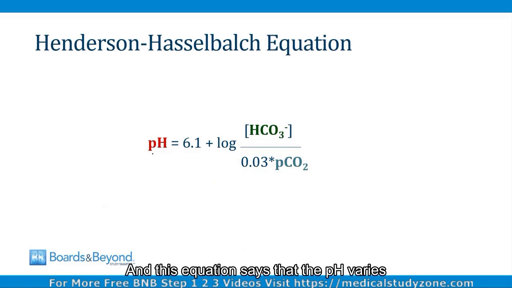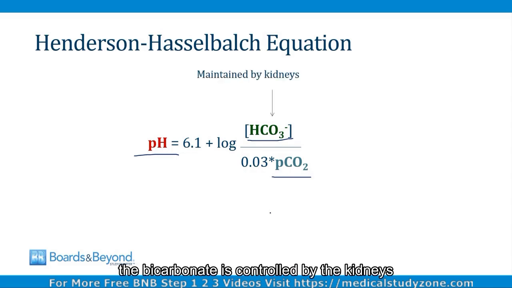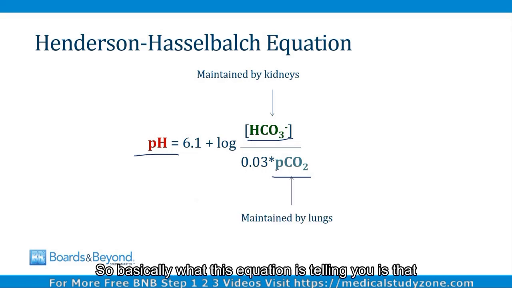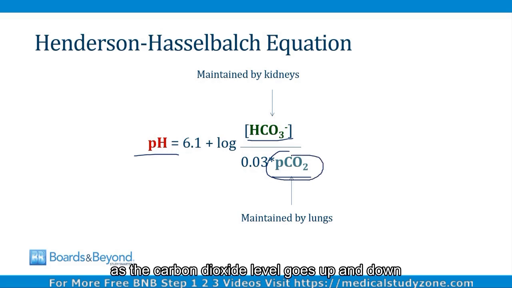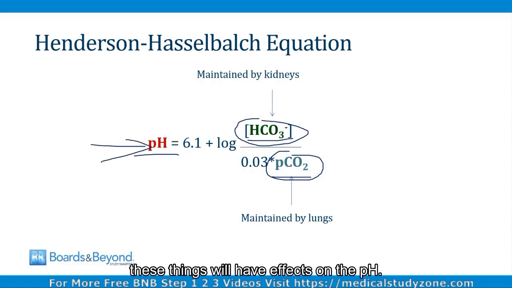Shown on this slide is the Henderson-Hasselbalch equation for human plasma. And this equation says that the pH varies with the concentration of bicarbonate and the partial pressure of carbon dioxide in the arterial blood. And as we just talked about, the bicarbonate is controlled by the kidneys and the carbon dioxide is controlled by the lungs. So basically what this equation is telling you is that as the carbon dioxide level goes up and down, or as the bicarbonate level goes up and down, these things will have effects on the pH.